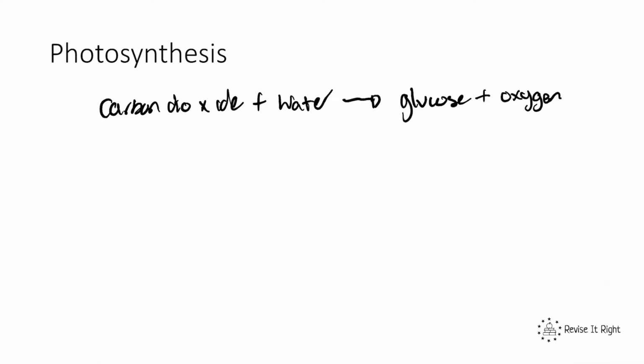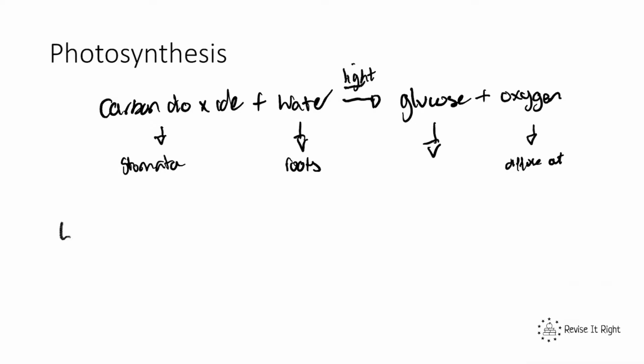As I just said, the carbon dioxide diffuses through the stomata, so it comes from the atmosphere, and the water diffuses into the roots from the soil. The glucose has many uses, and we're going to talk about these in a second, and then the oxygen can diffuse out into the atmosphere. Now this uses energy from the sun.